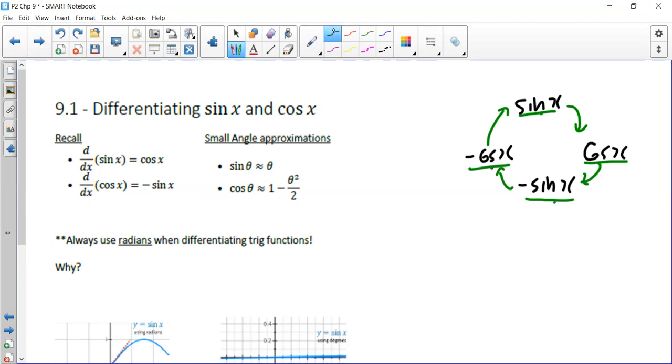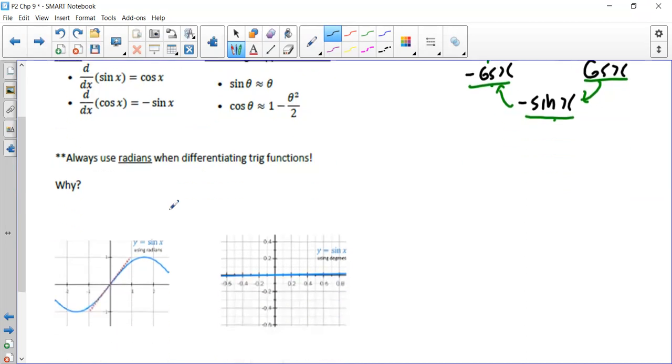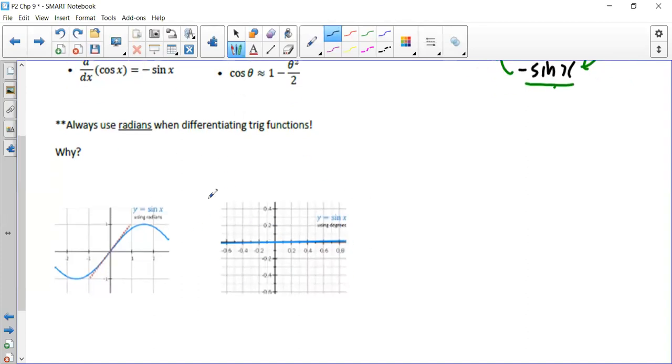You will also have learned this in chapter 5 about small angle approximation. If theta is a very, very small value, then sine theta will tend to be the value of theta itself, and cos theta will roughly equal 1 minus theta squared over 2. We always use radians when differentiating trig functions. Why? You don't have to remember any of this, but it's good to understand what's going on.